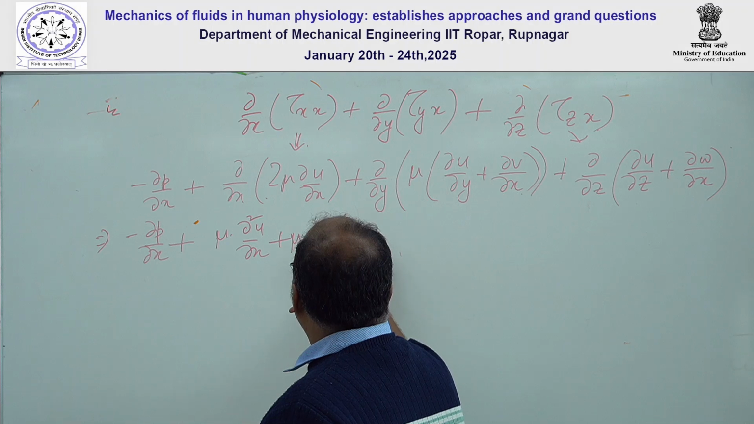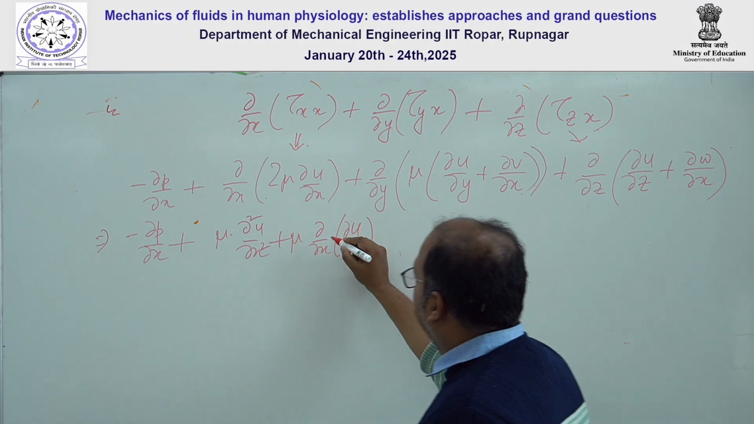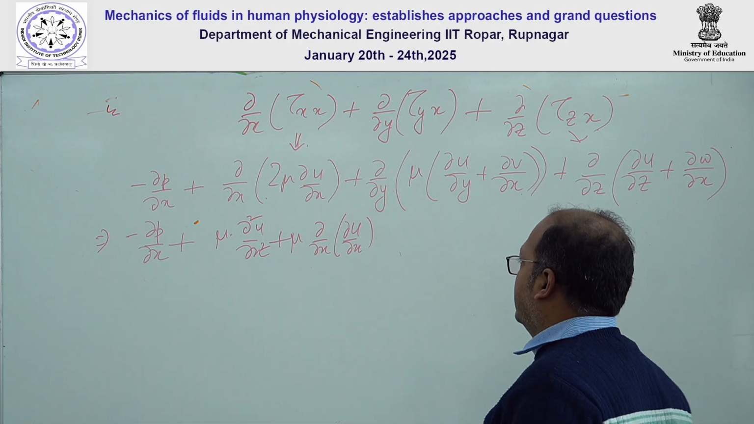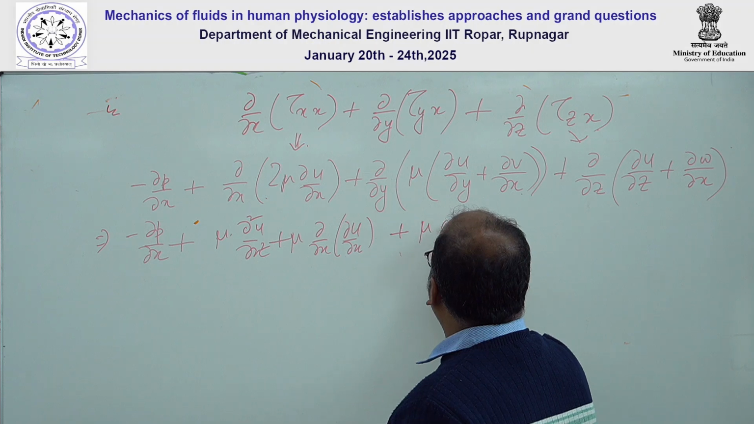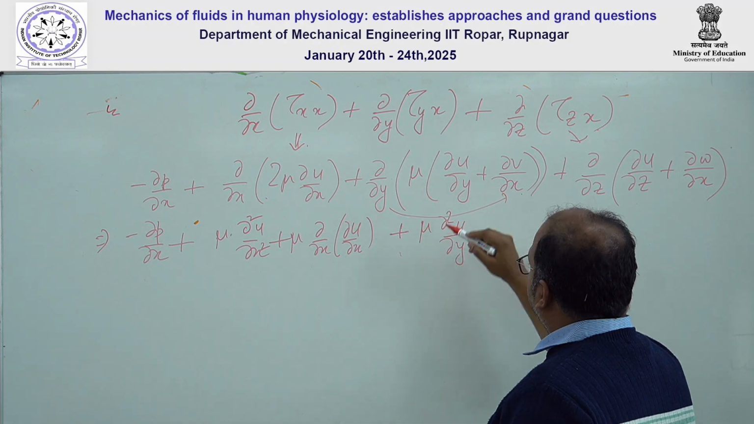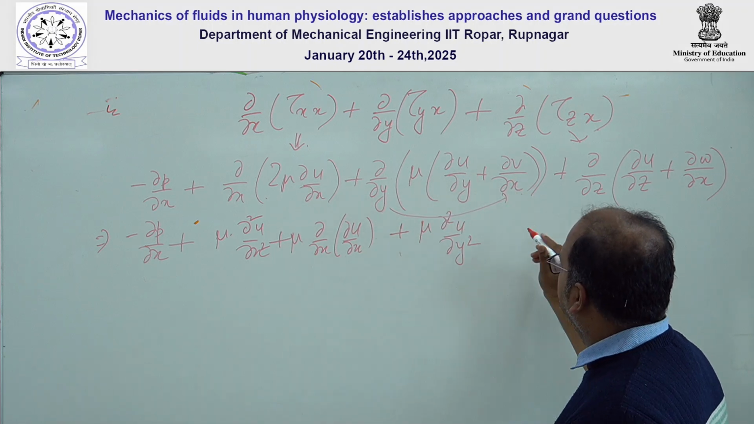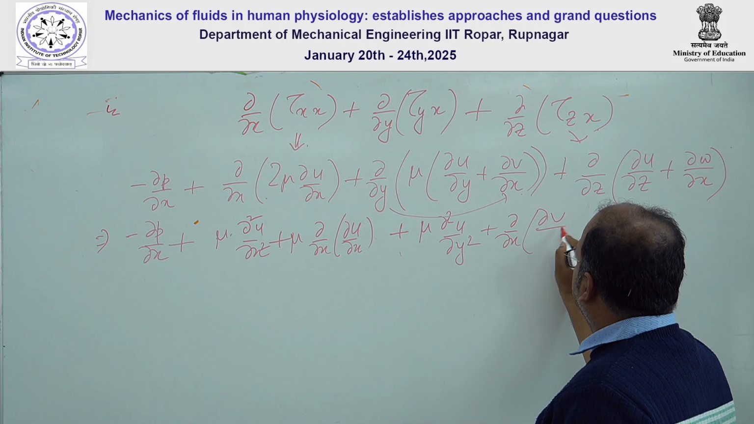We write like this: one is mu del 2 u del x square, and one we are writing like this, mu del x del u del x. Then this one, mu del 2 u del y square. This one we are interchanging each other and we are writing the del x outside. We are writing like this, del v del y.